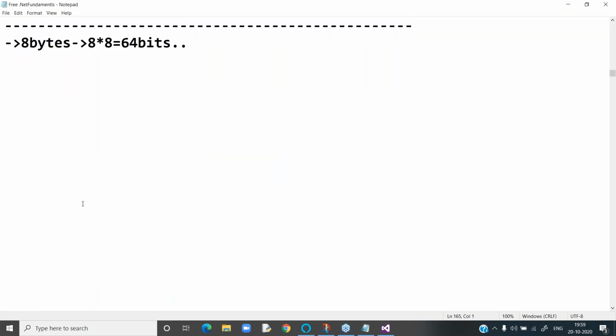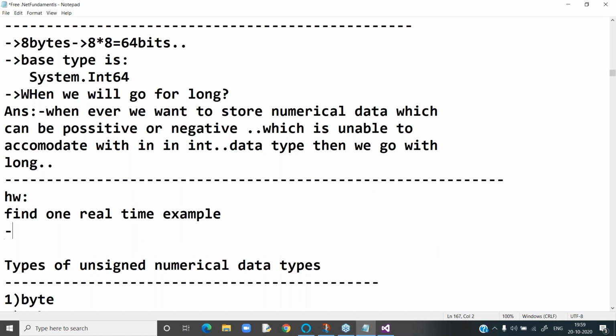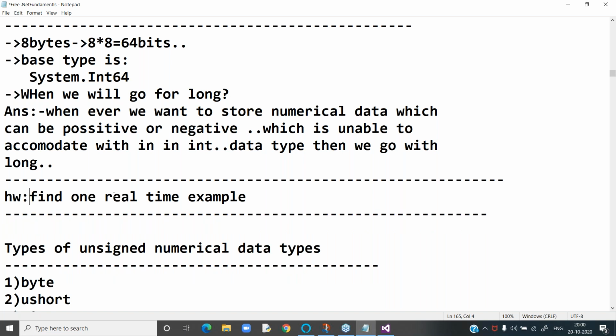Right, homework: find at least one real time example by tomorrow. If you really try, you will get it. How you got lift numbers and floor numbers, the same way you try, but there will be fewer. That's why I'm giving one real time example for long. Did you understand, all of you?